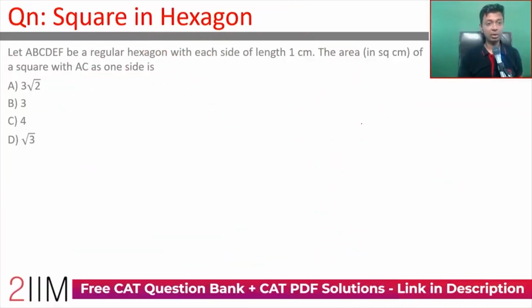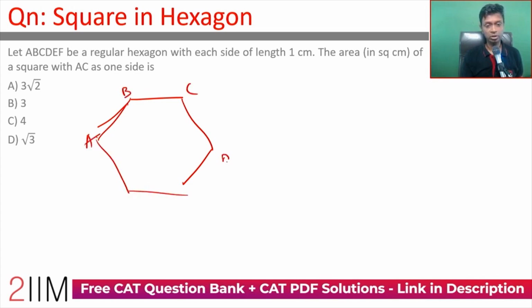A, B, C, D, E, F be a regular hexagon with each side of length 1 centimeter. So 1, 2, 3, 4, 5, 6. A, B, C, D, E, F. Now a regular hexagon is nothing but 6 equilateral triangles placed around a central point. Remember that. That's a very good way of thinking about a regular hexagon. Side 1 unit, all of these are 1.